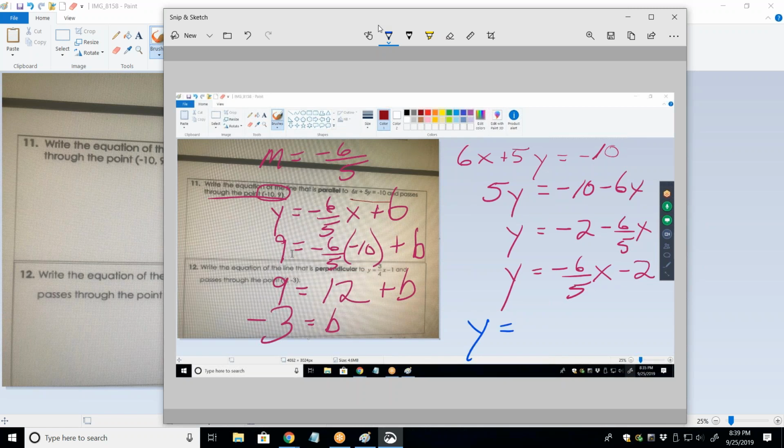Y equals negative 6 over 5x minus 3. That's exactly the way you want to do these problems, every one of them. Now, I need to ask you, have you had point-slope format? Yes, a little bit. Okay. If you've had point-slope format, there's actually a slightly easier way to do this.